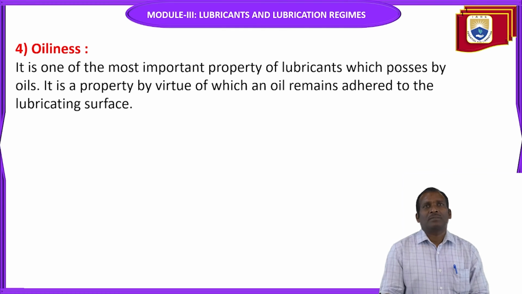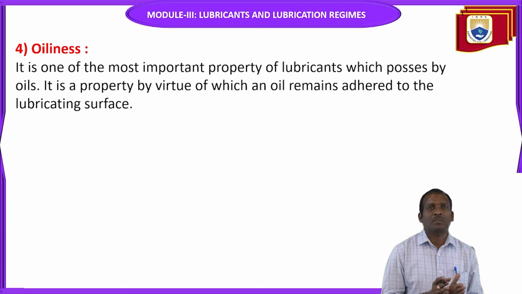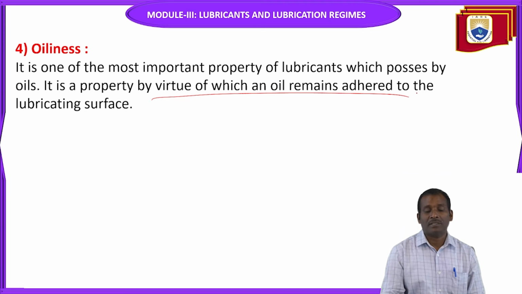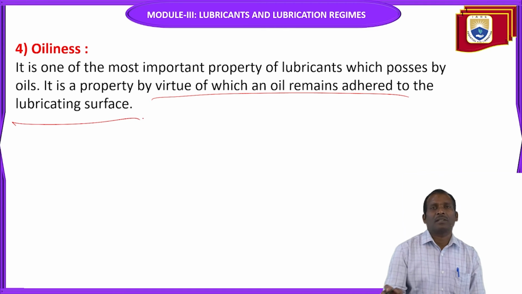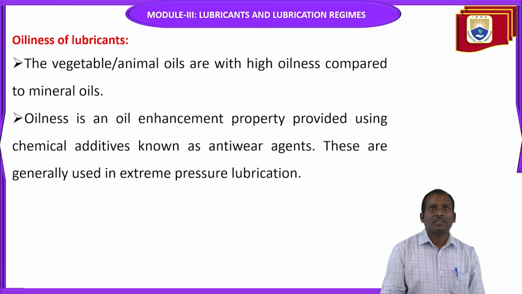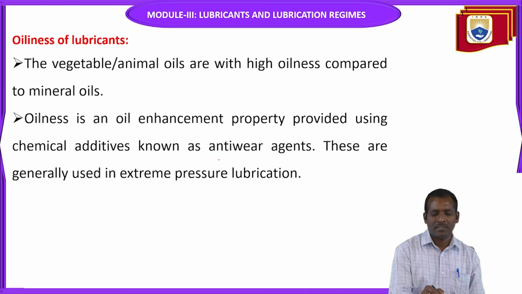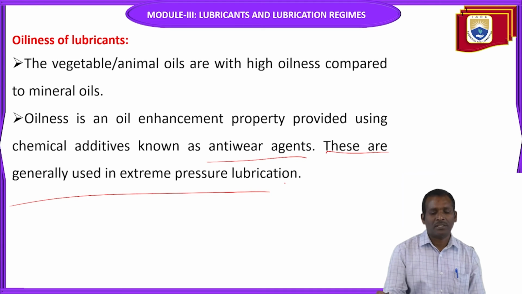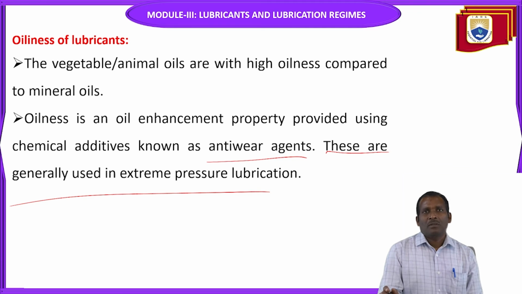Next property is oiliness. It is one of the most important properties of a lubricant, possessed by oils. It is a property by virtue of which an oil remains adhered to the lubricating surface. The vegetable or animal oils have high oiliness compared to mineral oils. The oiliness is an oil enhancement property provided using chemical additives known as anti-wear agents. These are generally used in extreme pressure lubrication. So the chemical additives are used in extreme pressure lubrication.